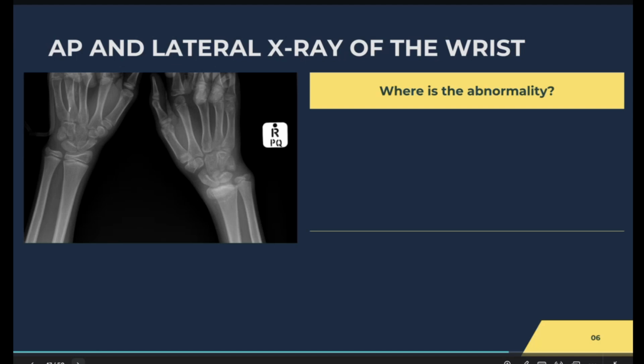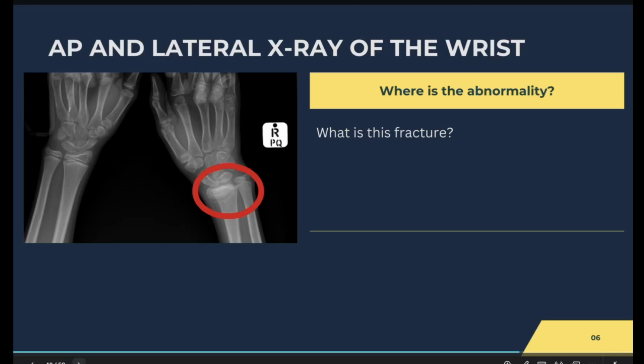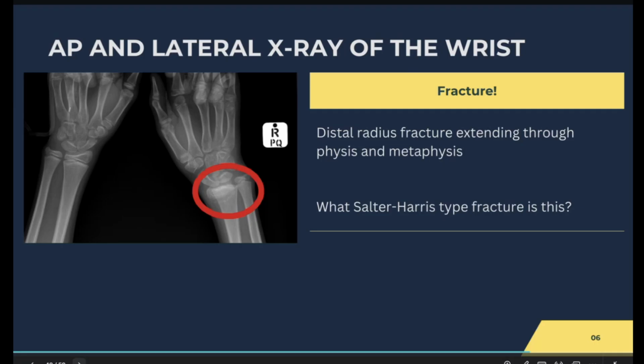So some people have said right wrist and dislocation, Salter-Harris fracture. So you can see the abnormality here. So people have guessed that correctly. And you've already mentioned Salter-Harris fracture, so that is the answer. So it's a distal radius fracture which extends through the physis and the metaphysis. If this is the information that you know, then what Salter-Harris type fracture would you classify it as?